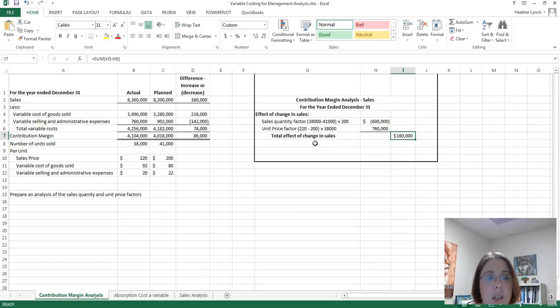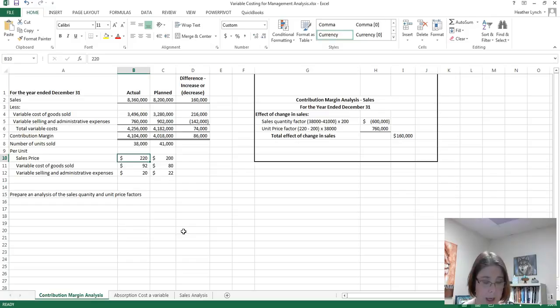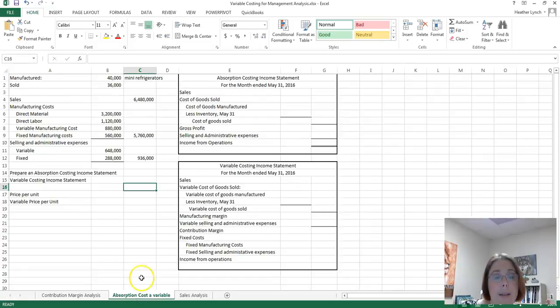So what this does is give us an analysis of how, when we looked at what we planned, we were under by 600,000, but what we actually did, we were 760,000, which makes sense because we planned on having a selling price of $200. We actually sold at a selling price of 220. Okay, so that just gives you a nice idea of how to do analysis on the sale quantity and unit price factor. So now let's look at, I'm going to hopefully get through this. If I don't, I'll add another video.